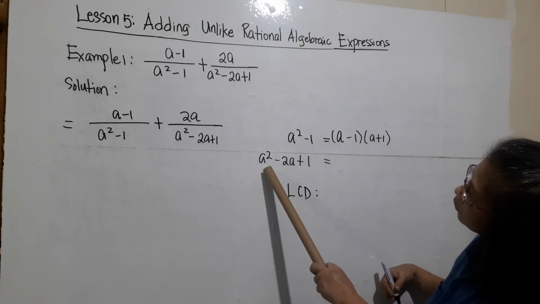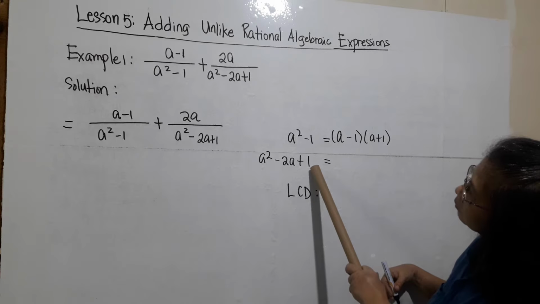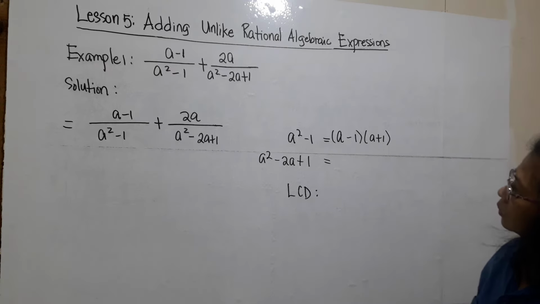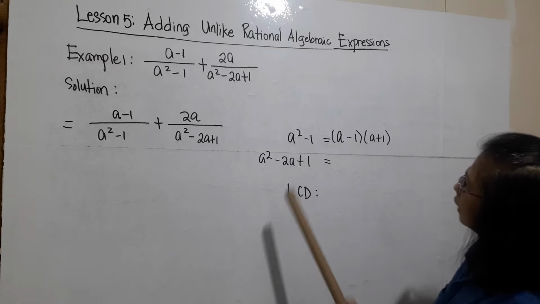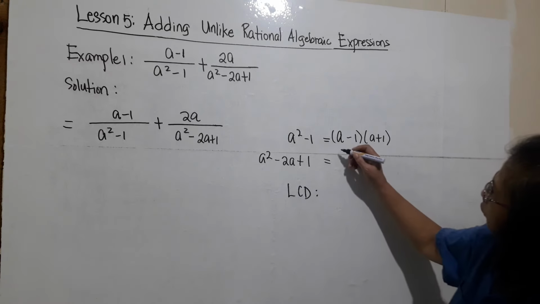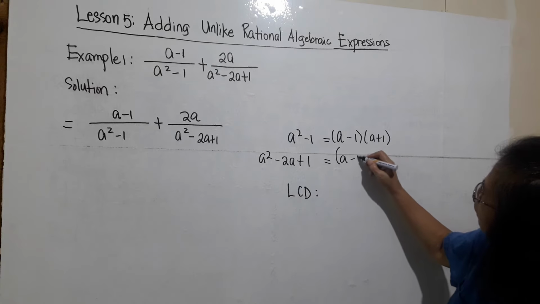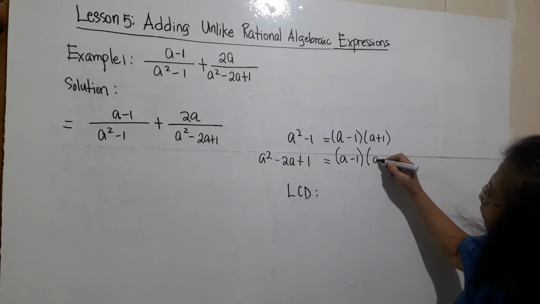Look at the first term and the third term. Both are perfect squares. So this is a perfect square trinomial. Therefore, we can say that the factors are a minus 1 and a minus 1.